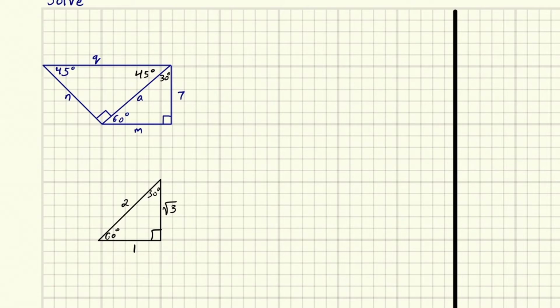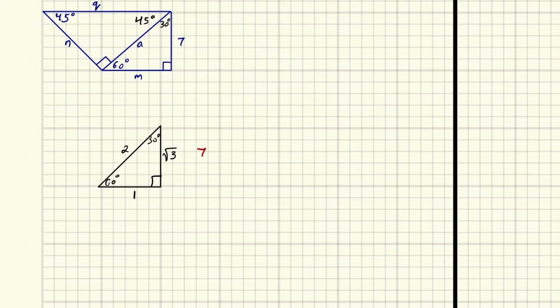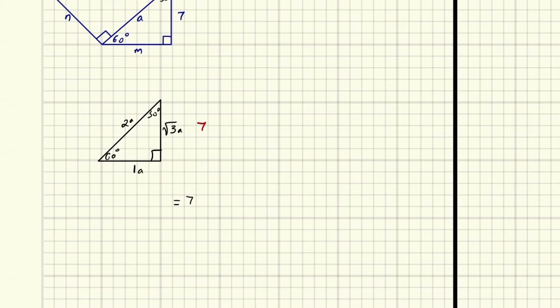But ours looks a bit different. Instead of it being rad 3, we have a 7 here. And so let me in fact do that in a different color. So we've got a 7 here. So if these are all proportional, then I could say, well, I could multiply all of these by a, and it would remain true.